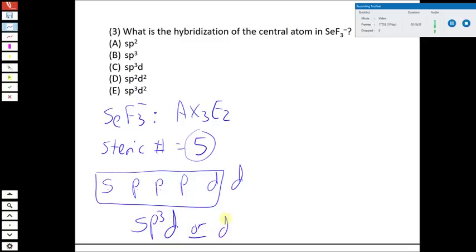Sometimes written as dsp3, so don't think that those are two separate things. They're the same thing, just written slightly differently. So you might see it as dsp3, but it's a total of 5 orbitals hybridized, and we know that as sp3d or dsp3.